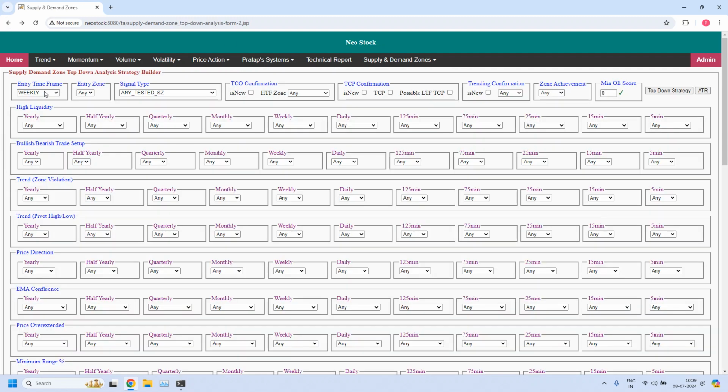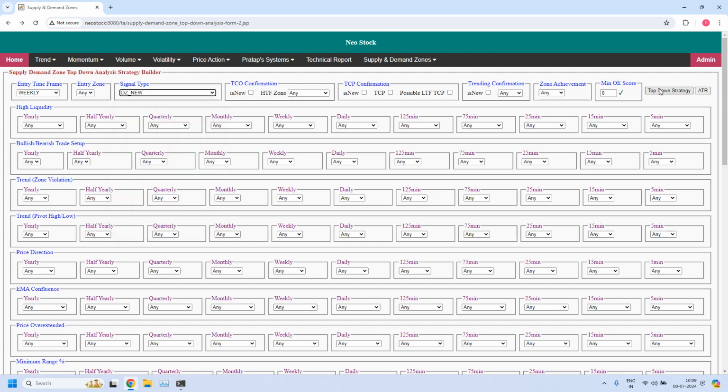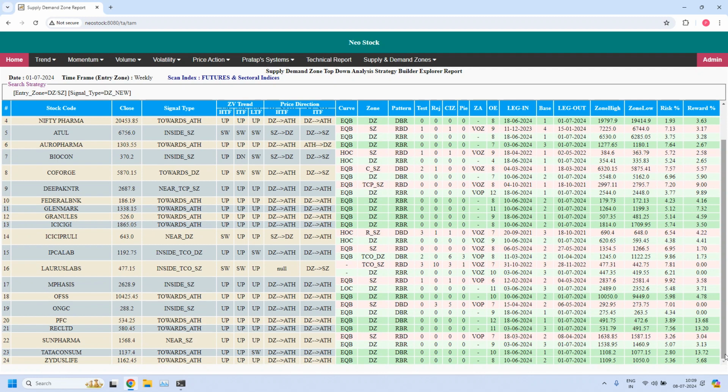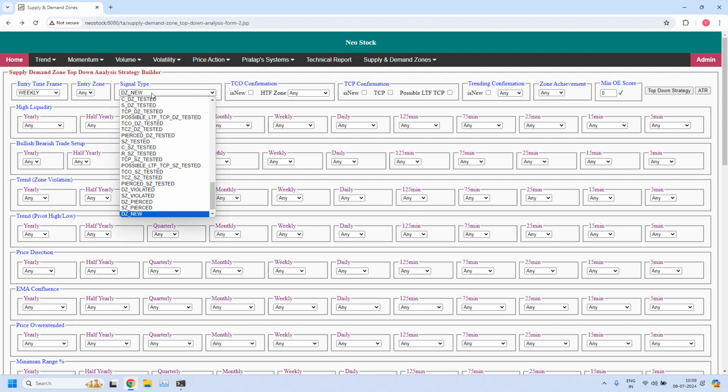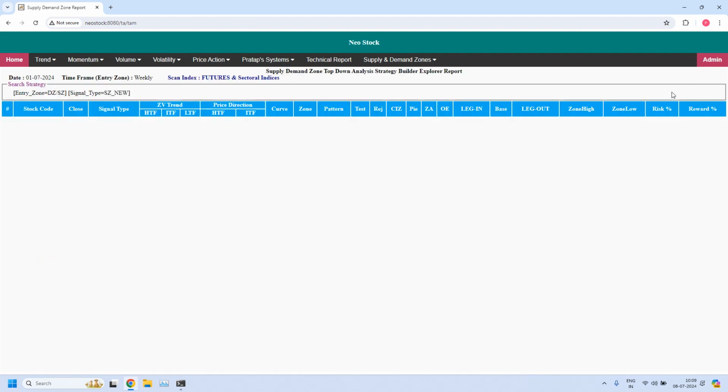Next report, for weekly time frame, let us find the stocks having newly created weekly demand zones. So this is the filtered list. So total 24 weekly demand zones are created for these stocks during this week. Next report, for weekly time frame, let us find the stocks having newly created weekly supply zones. So none of the stocks are filtered. That means no weekly supply zones are created during this week as per our software.